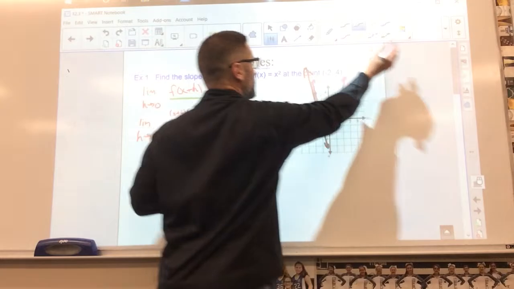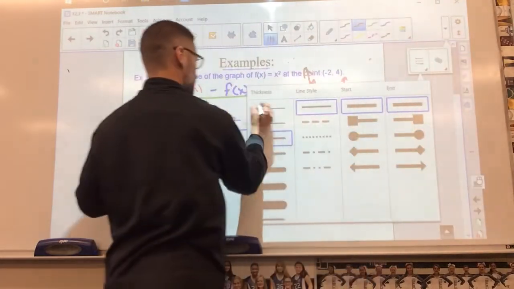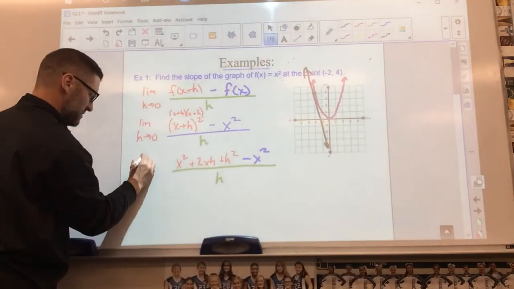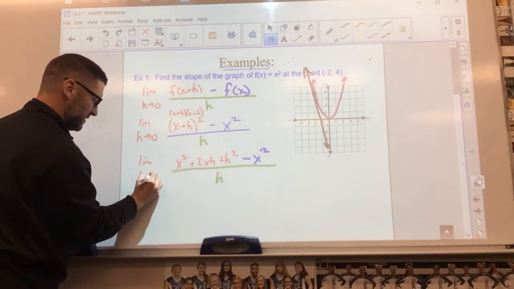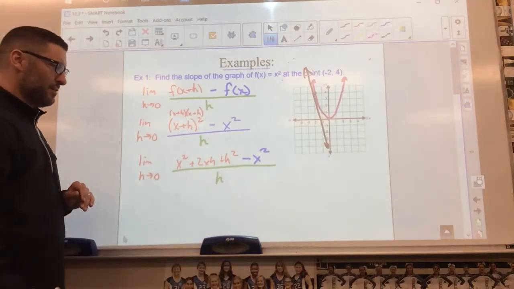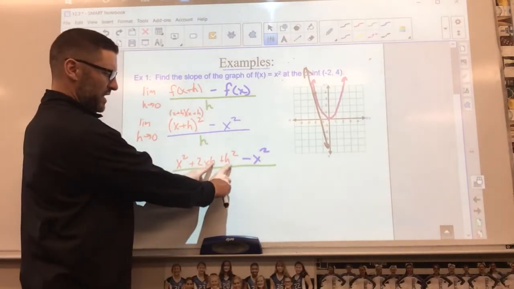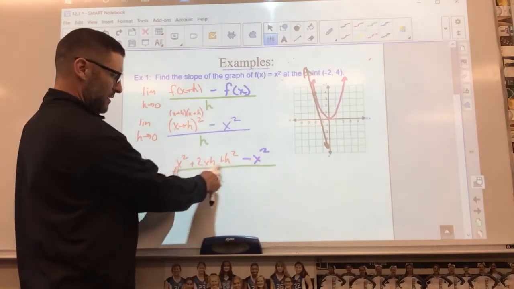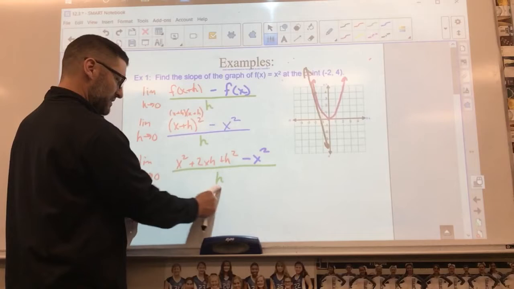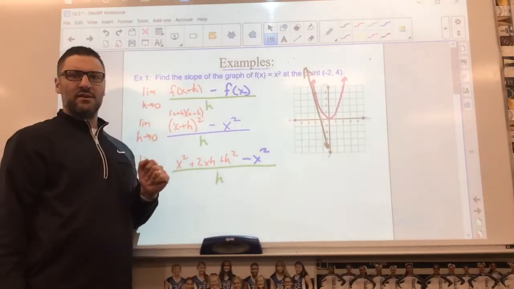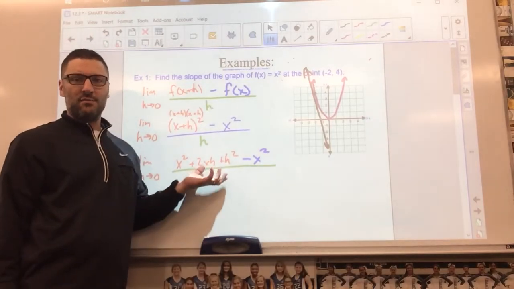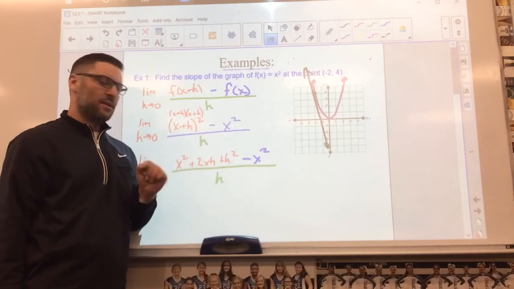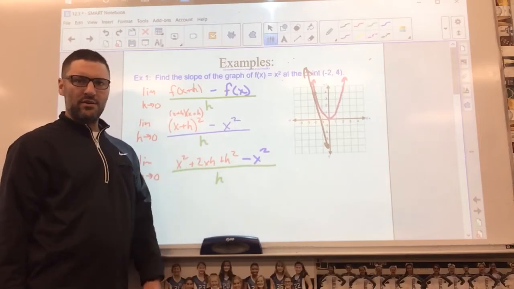And I still do want the limit as h goes to 0. The limit as h goes to 0. And you might notice if you were to plug in zeros, you plug 0 in here, you get 0 plus 0, and x squared minus x squared is 0. The top would be 0. If I plug 0 in on the bottom, it would be 0. I get 0 over 0. That's the indeterminate form. We have to do something else. We have to apply a new process here.